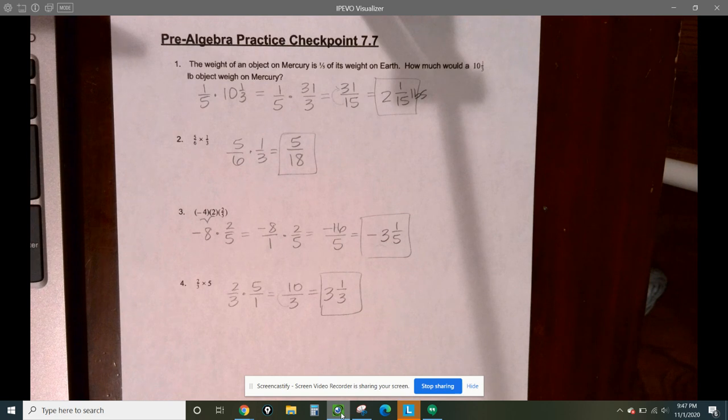If you feel good about these problems, about multiplying fractions, go ahead and take your checkpoint now. If you still need more help, you can call, text, IM, email, and get some more help from me before you take your checkpoint.